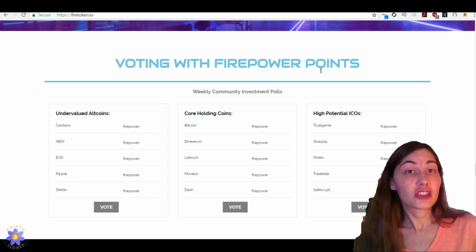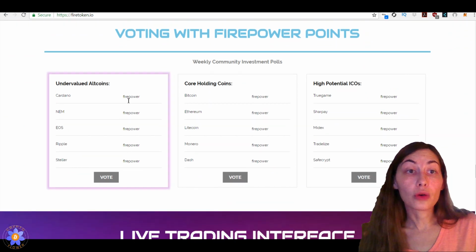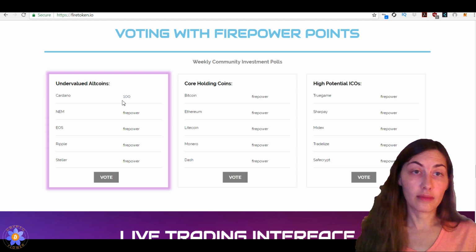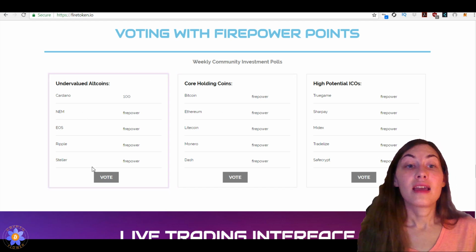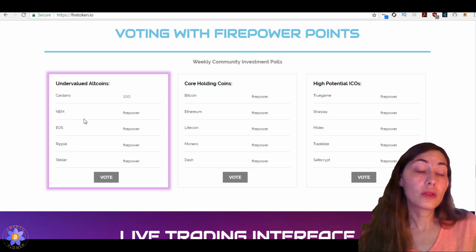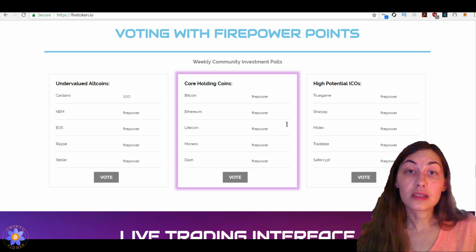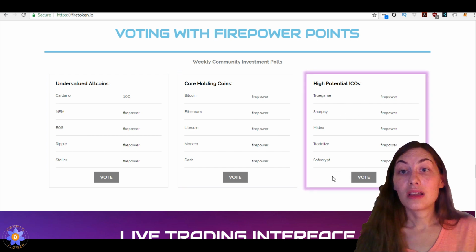Here is just an example of how you vote. Where it says firepower, you can change that to however many firepower points, and then you cast your vote based on what you think is, in this one, the most undervalued altcoin. This one is the core holding coins. And this one is the high potential ICOs.